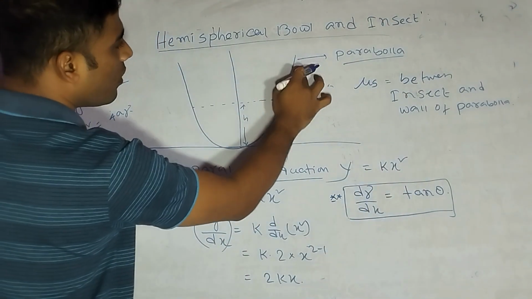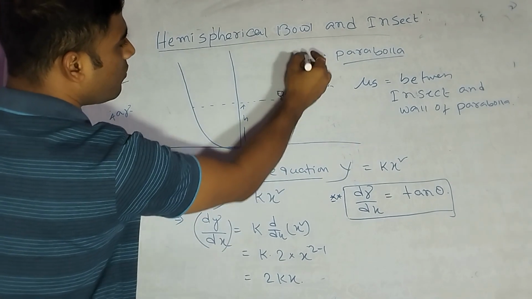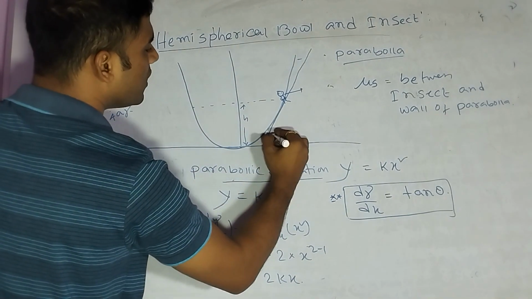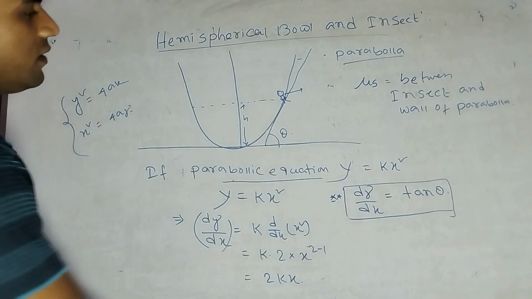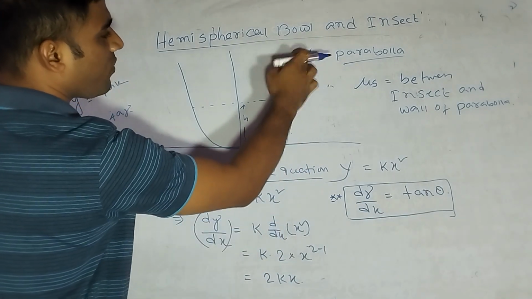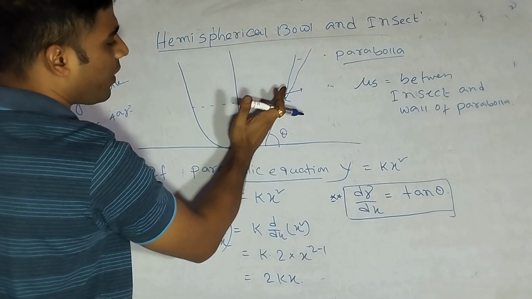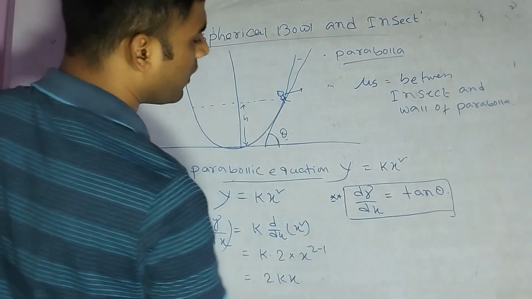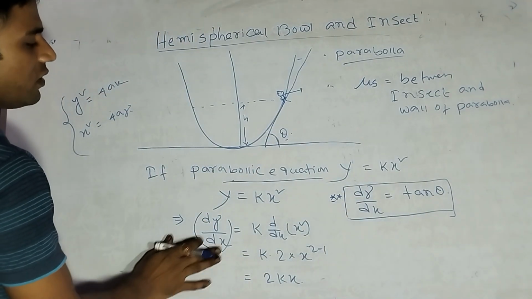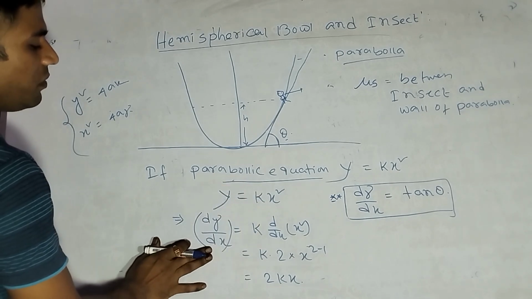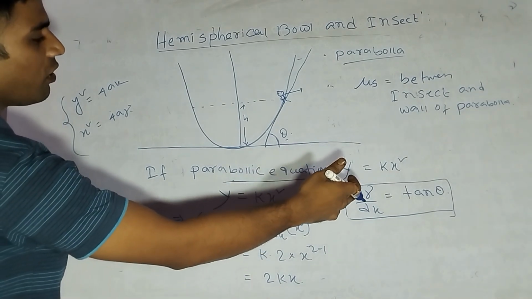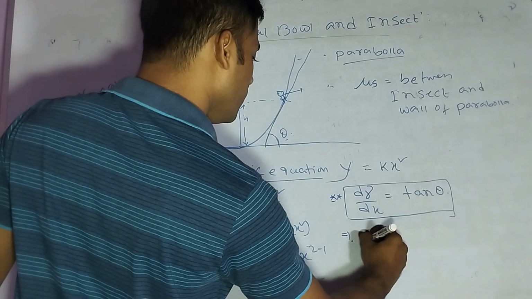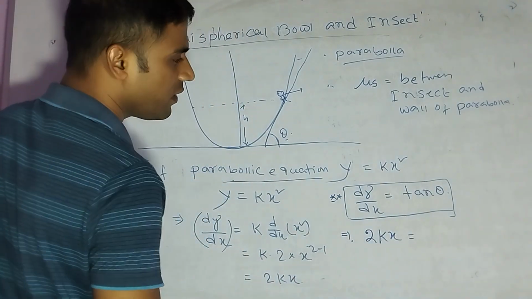What is tan theta? We draw a tangent at the position of the insect. This is the tangent, and this is the angle theta. The tangent drawn at the insect on the parabola also creates the angle theta. So first calculate dy by dx: if the parabolic equation is given, first take the derivative dy by dx. Then dy by dx is equal to tan theta. The value of dy by dx is 2kx, so tan theta is 2kx.